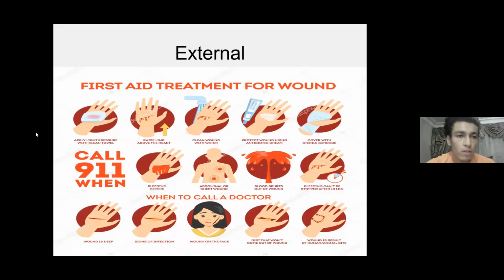Sometimes people use iodine. Iodine is not used for epistaxis. It's used for the treatment of wounds, if I want to disinfect the wound, but not in epistaxis.